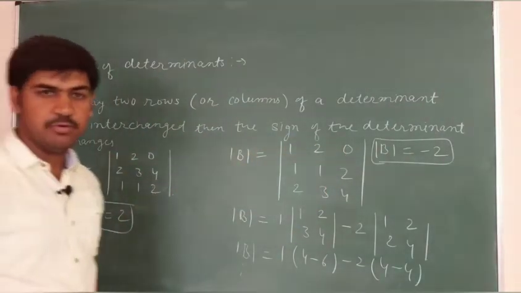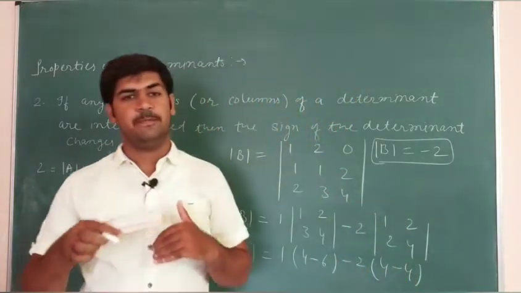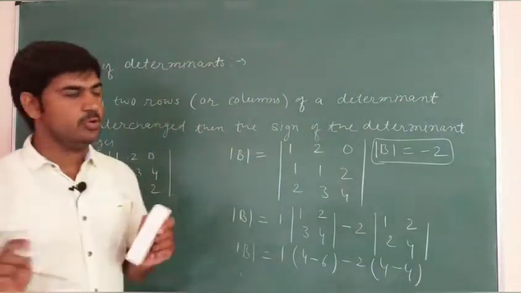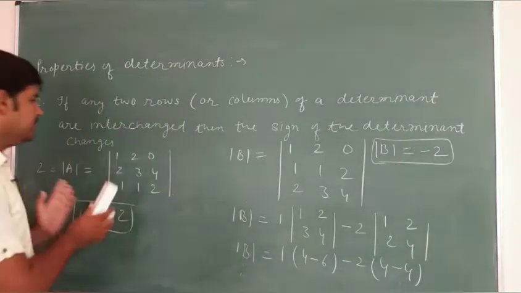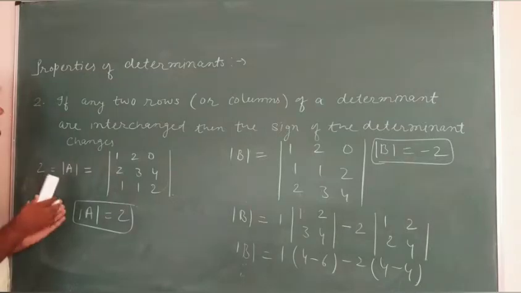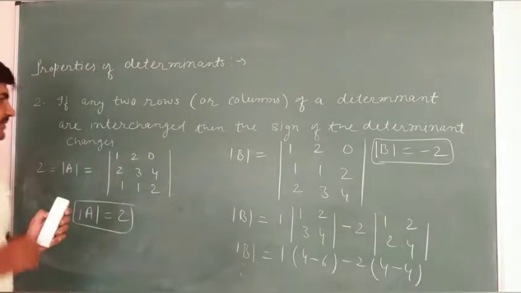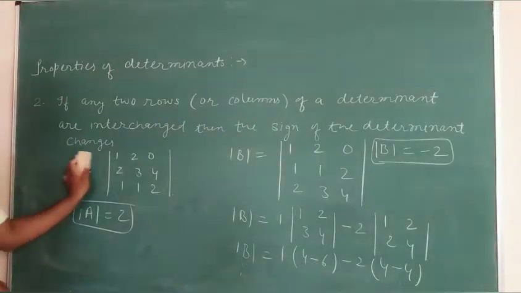So this is the second property you have to keep in your mind. If we interchange any two rows or columns of a determinant, then the value of the determinant gets negative, or the sign of the value of the determinant gets changed. So I am sure you understood this particular property.